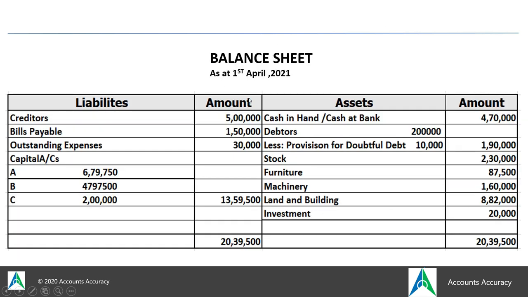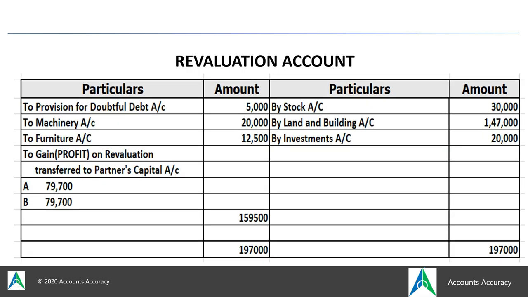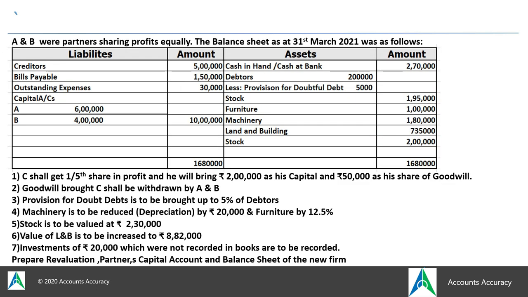New balance sheet is made with the new values of assets and liabilities, because you have noticed that in question in the adjustment the changes in the values of assets and liabilities are provided. So accordingly you need to change the values in the new balance sheet. Cash in hand has become 4,70,000. Earlier the cash value was only 2,70,000.